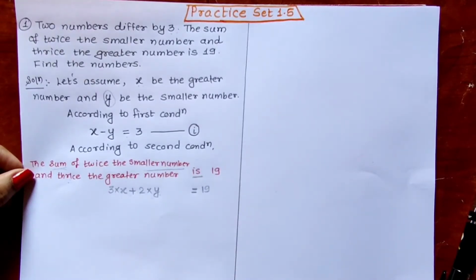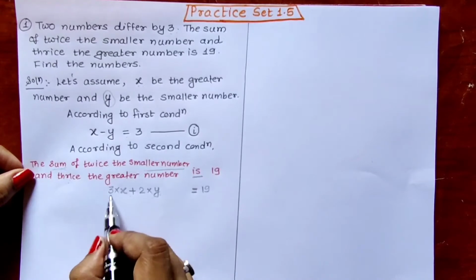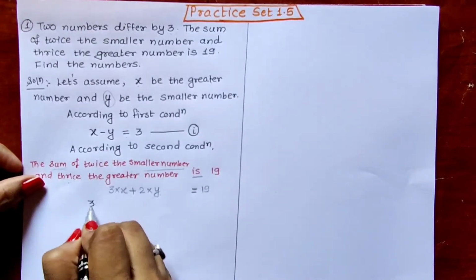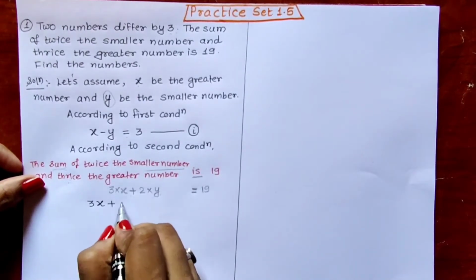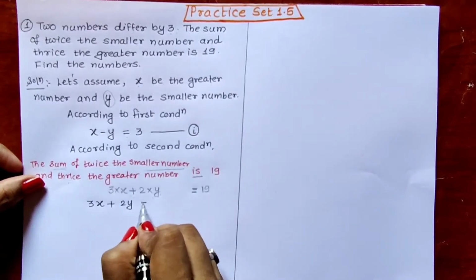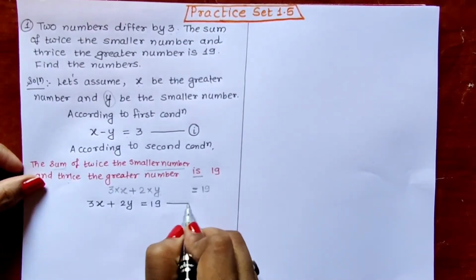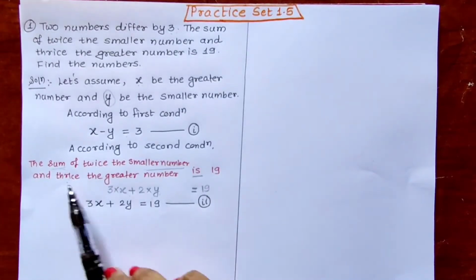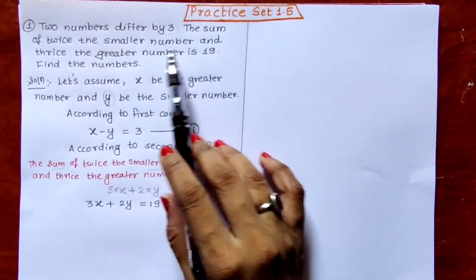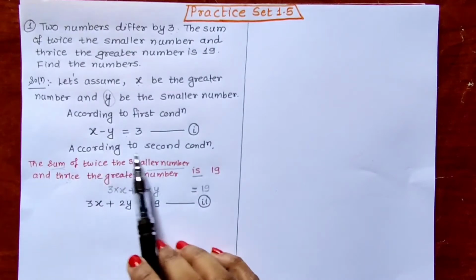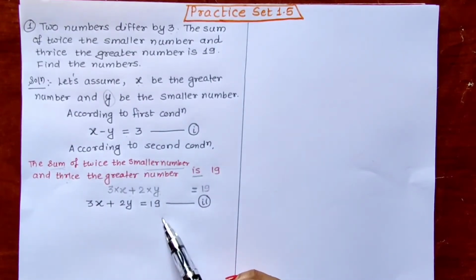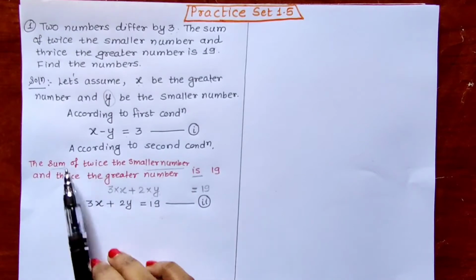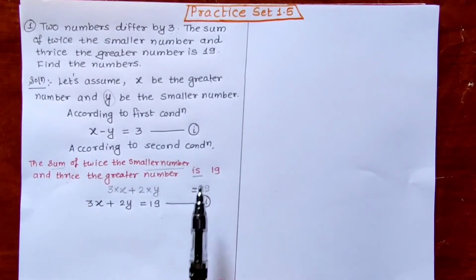So this we will write: 3 multiplied by x means 3x, plus 2 multiplied by y means 2y, equal to 19 is our second equation. So in this way, from the given second sentence we can write according to the second condition and then write the second equation. All these things you don't need to write in your solution. I am showing you for my explanation.